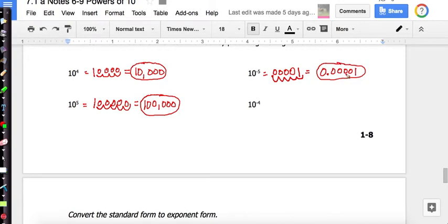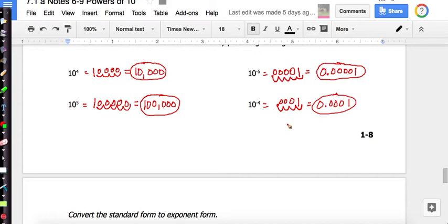So this would be read as 100,000. Okay, and the last one here, start with the number 1. Where's the decimal? Right here. And we're going to move 4 places to the left because it's negative. 1, 2, 3, 4. Drop your zeros. Notice it took me 1 place to get around the 1, and then there's 3 zeros here. So we have 0.0001.